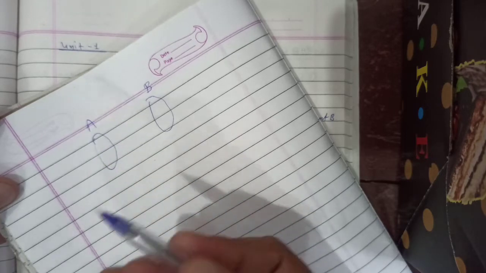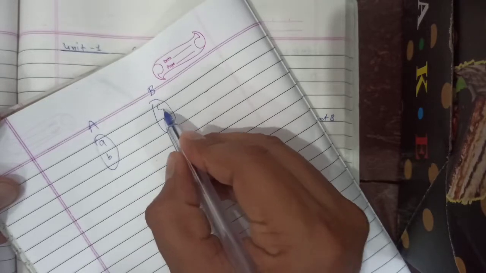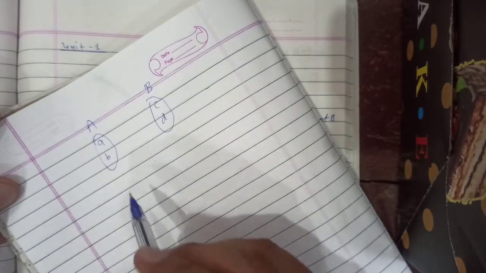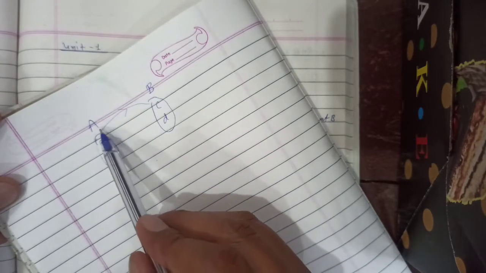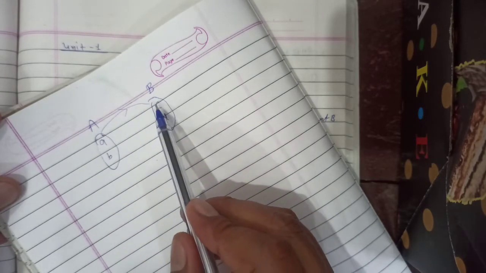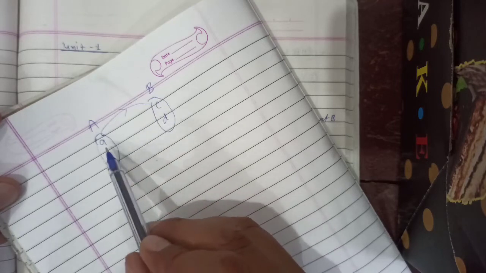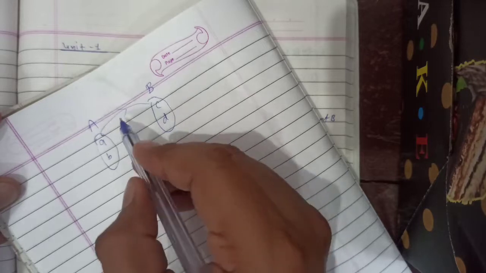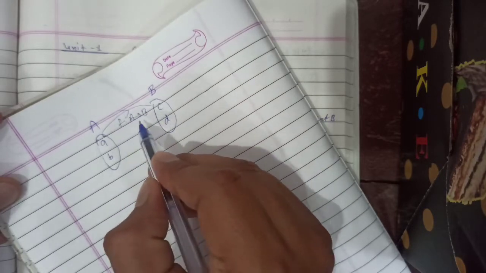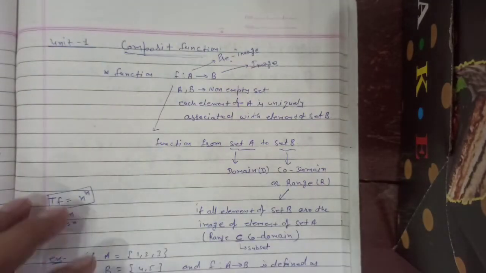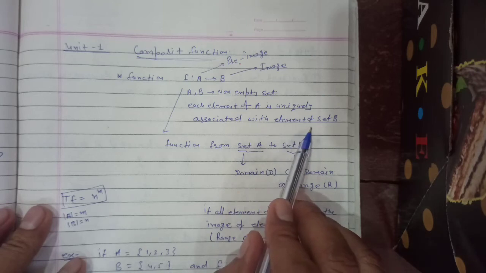It means they contain some number of elements, like A contains a, b, and B contains c and d. Now the function defines the relation of how the variable of set A is related with the variable of set B. This is the basic definition of the function. We can write the function as f from A to B. Now the elements of A are uniquely associated with the elements of B.